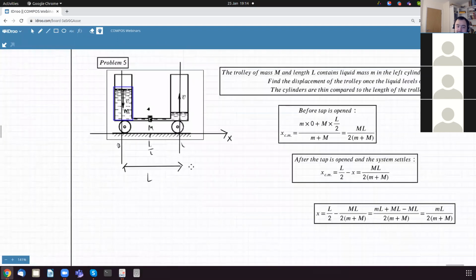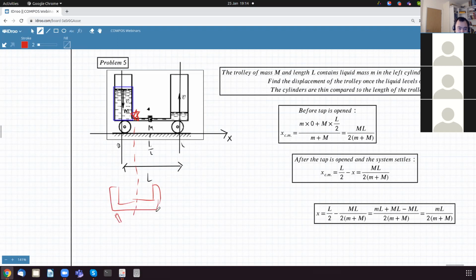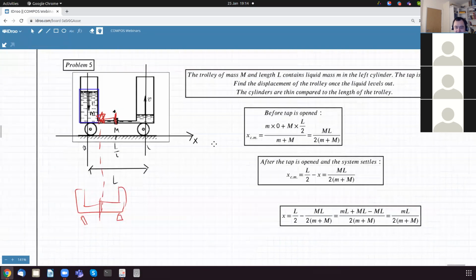So if the center of mass originally is here, and the center of mass is here, the trolley would move such that the center of mass is here. So the center of the trolley would move to the center of mass. And this is quite beautiful, I believe.